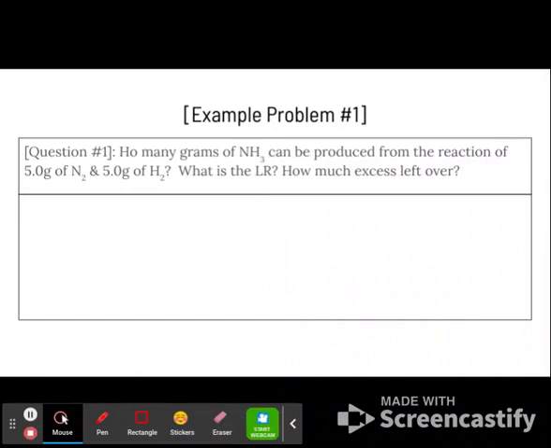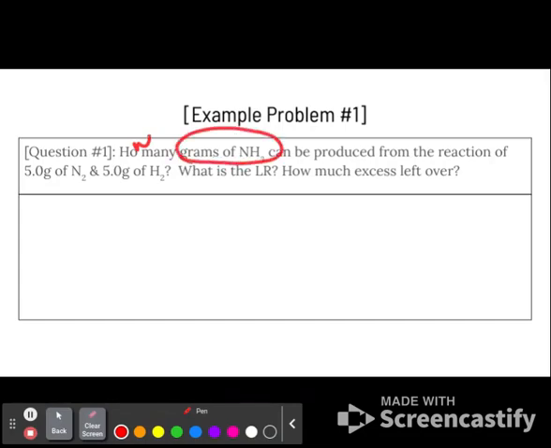So now let me work through this problem, and it's a lengthy one because I have a bunch of different steps to go through. Let's go through all of this. So we're looking at grams of NH3 is what we want from a reaction that used 5 grams of N2 and 5 grams of H2. We want to know which one is the limiting reagent, and we want to know how much excess is left over. So we're actually solving for 3 things here. And I did not give you a balanced equation to start with.